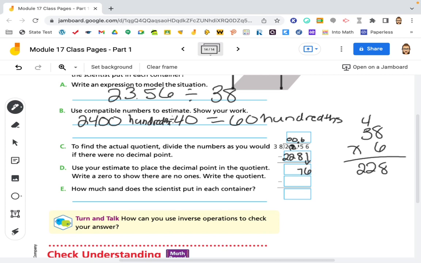So 38 goes into 76. We're going to say 40, so we're going to try 2 times. So 38 times 2, 2 times 8 is 16. 2 times 3 is 6, plus 1 is 7, so that is 76. So we get 0. The decimal point tells us 6 hundredths, plus we can just bring our decimal point straight up. So that is going to give us 62 hundredths kilogram.